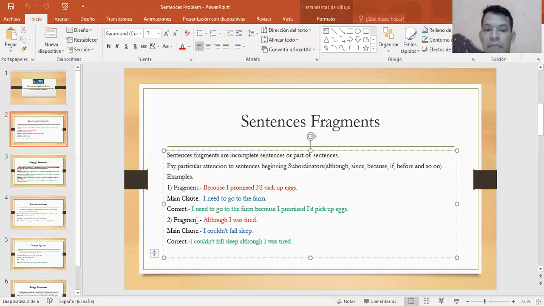Another example is "although I was tired." So he says that he was tired, but he says although, but he didn't say why. Or what about this? The main clause could be "I couldn't fall asleep." So the correct sentence should be: I couldn't fall asleep although I was tired. This is a complete sentence. Instead of this, it was a sentence fragment. This is a good example too.